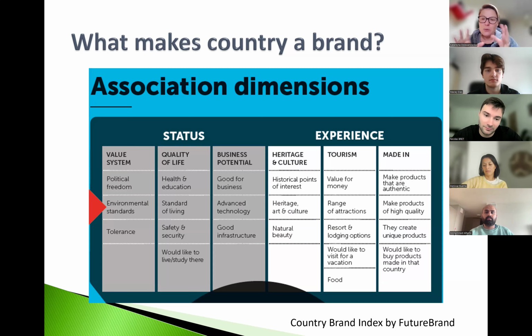But it tells you that when you look at a country, there are two general aspects that come to mind. There is status and there is experience. Status of a country comes from the value system, which includes politics, environmental standards, general well-being, tolerance, openness, quality of life, health, education, standard of living, safety, and so on, business potential, right? And then there is a second part to it, which is experience. Status is what is. Experience is what we feel, what we go through, and so on.